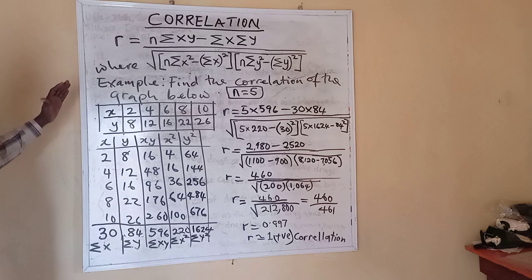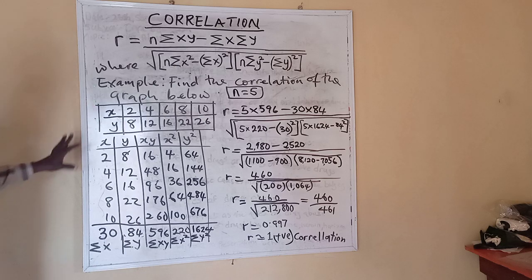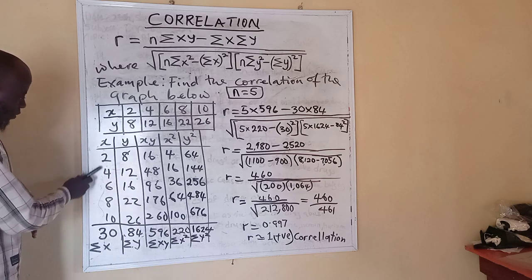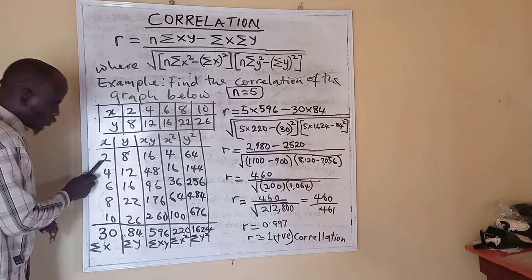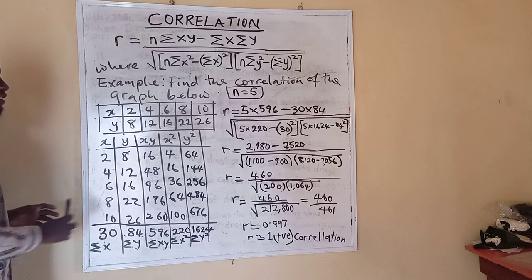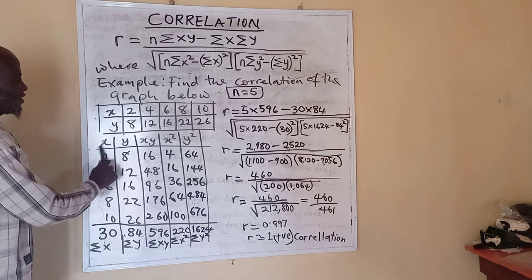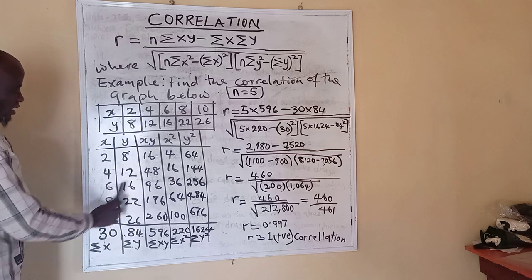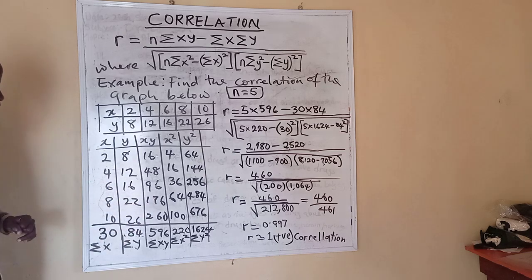This is our graph. This is the table of values. Your x, you write it as it is here: 2, 4, 6, 8, 10. And y is what is here. Then you find the product of x and y. 2 times 8 is 16, 4 times 12 is 48, as you can see.